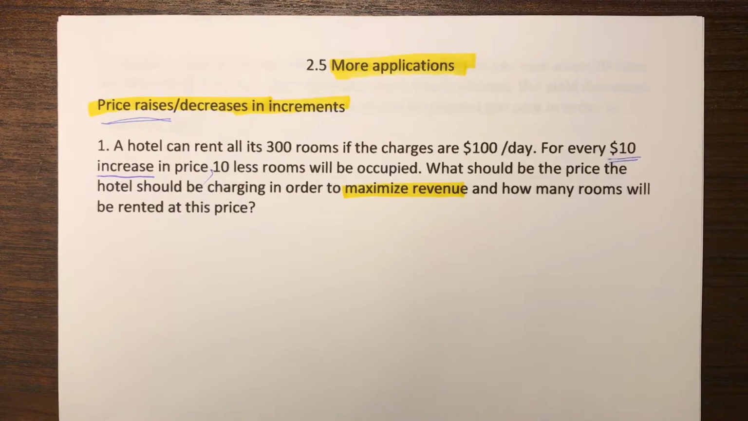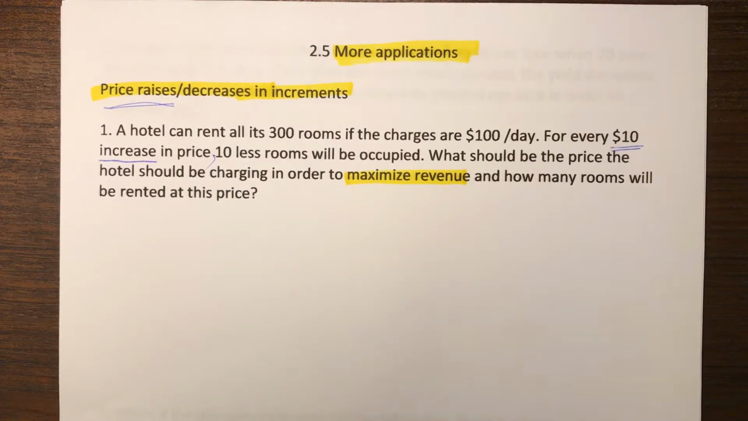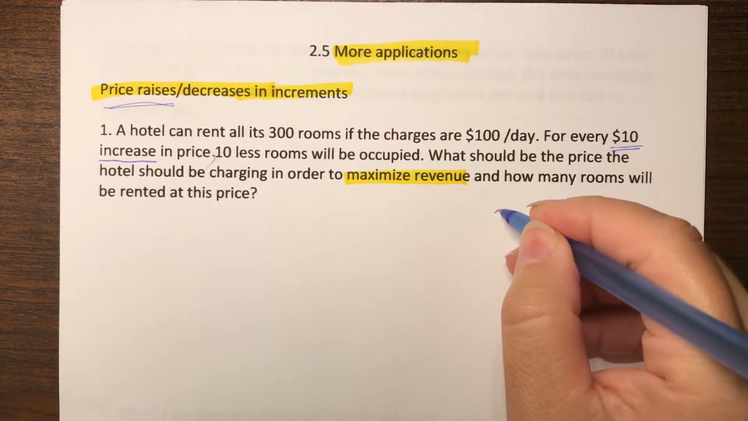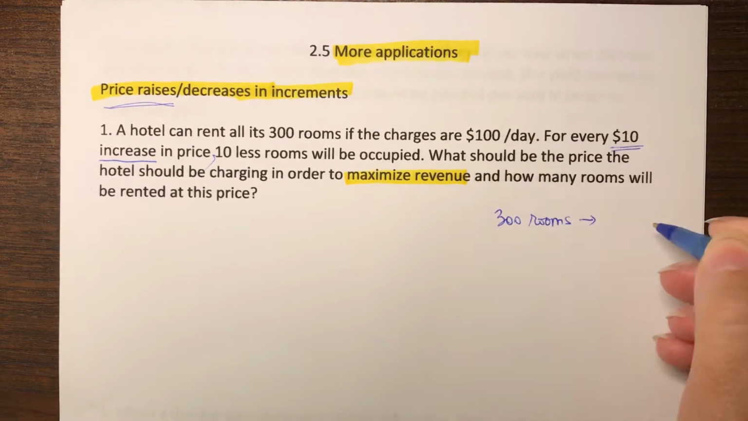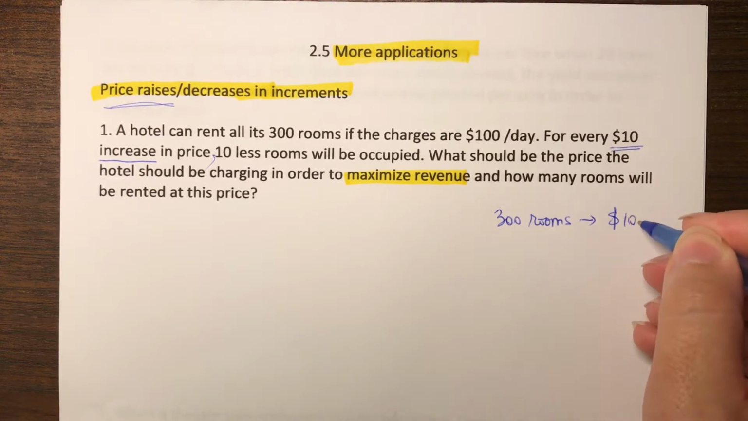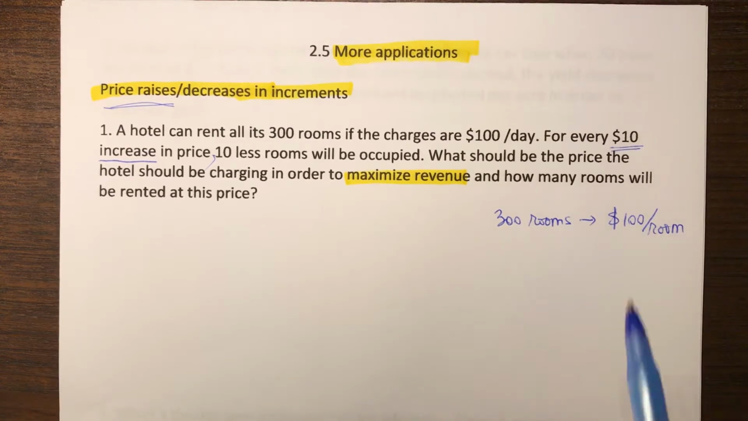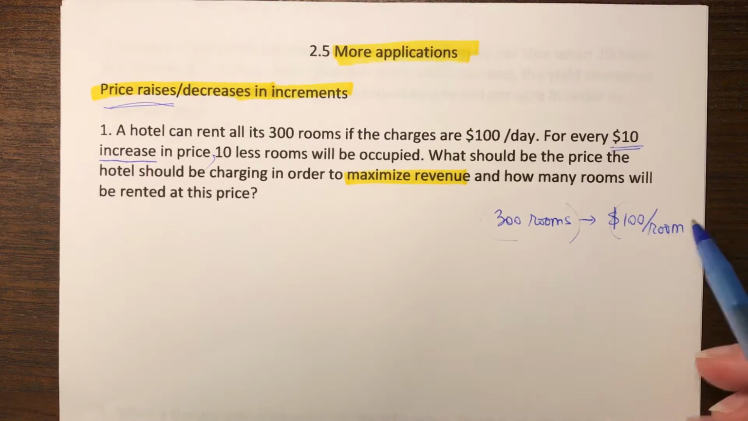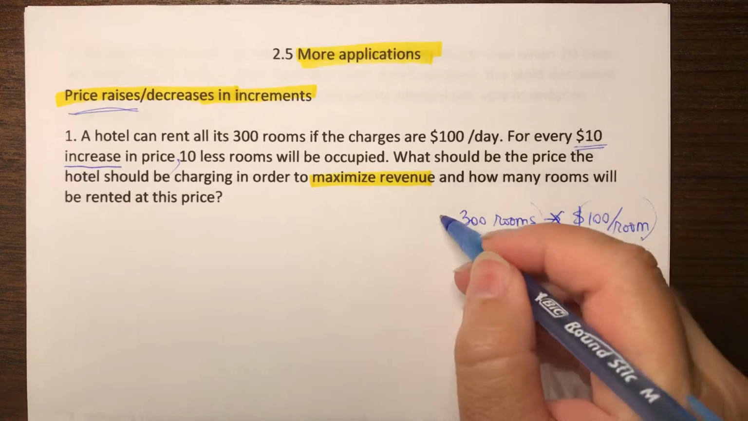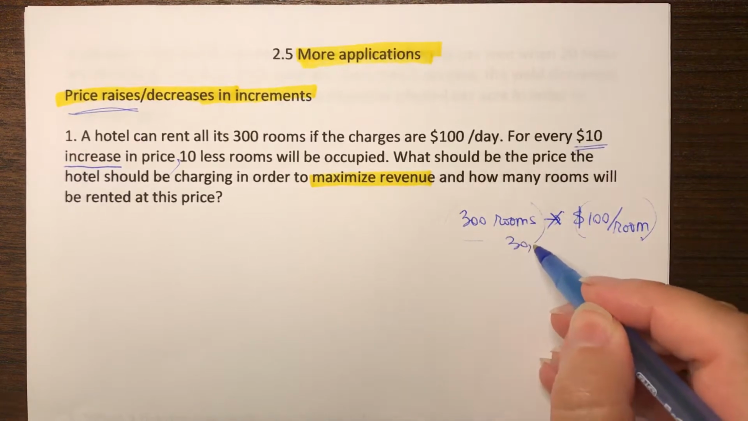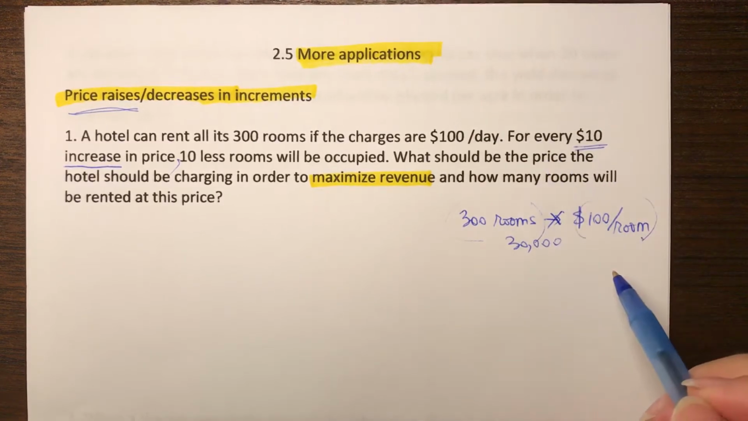So let's see what this story, first of all, is. And by the way, that's kind of what it's going to keep on being for all the other problems. So you have 300 rooms, yes? You rent 300 rooms if you charge $100 a room. So you get rid of all. Now, 300 rooms times $100 per room, right? So you're going to make what? $30,000. Yes, great.